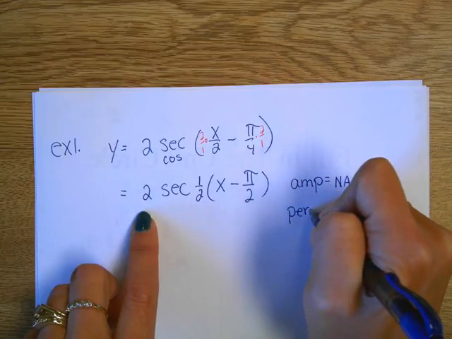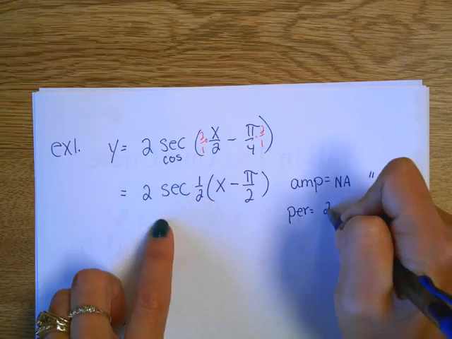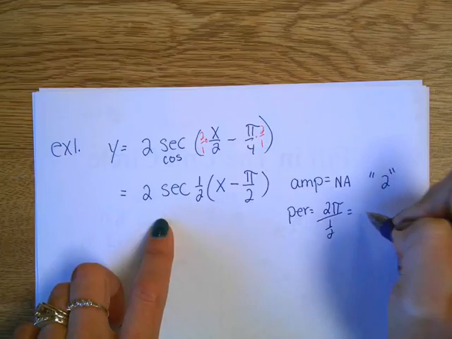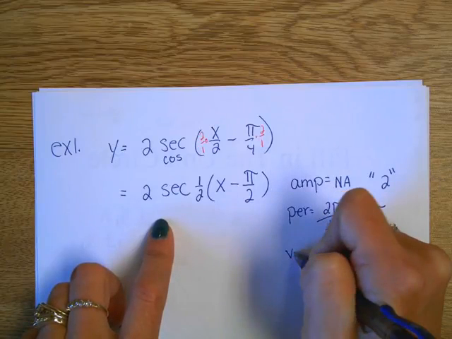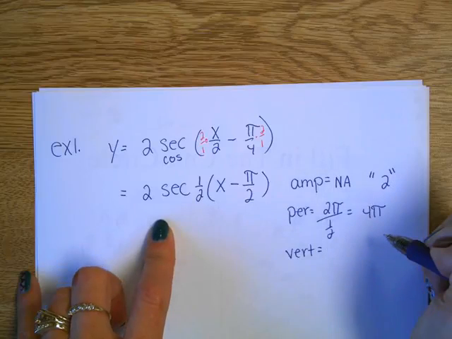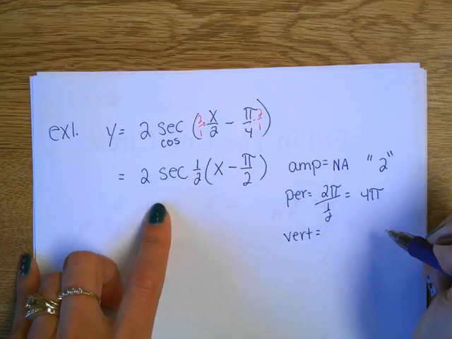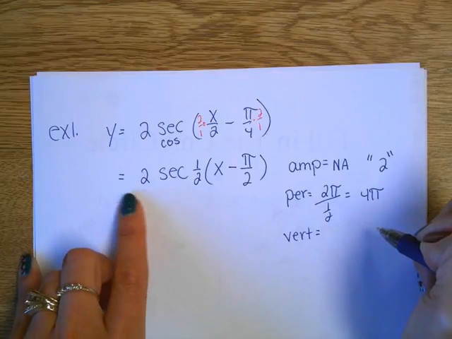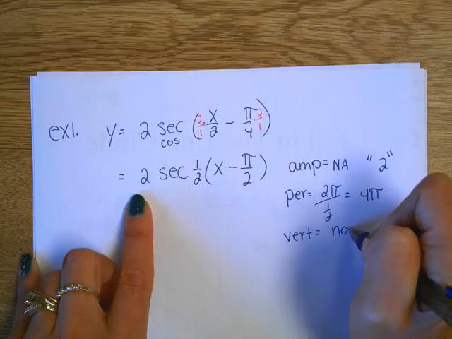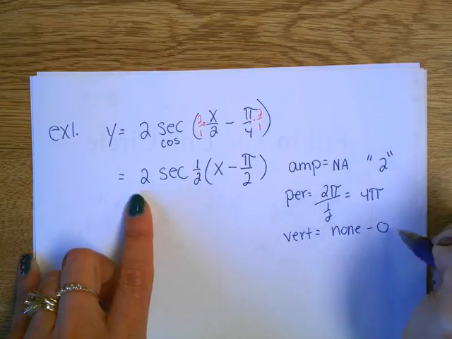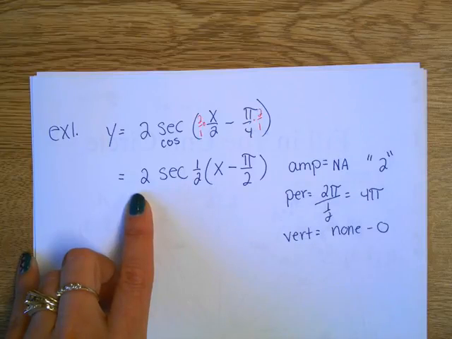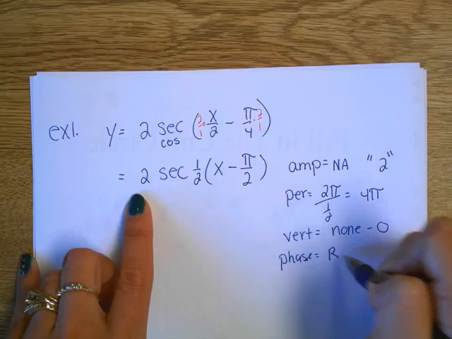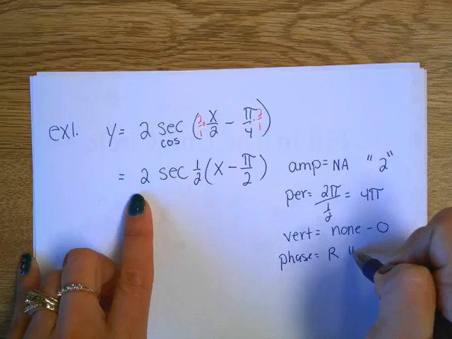Period. Because it goes with cosine, it's 2 pi divided by the B. That will give us 4 pi. Vertical shift. My axis, where is it going to be? Is there any vertical shift here? No. None. Or 0. So my axis is at 0. And phase. How much phase does it have? Right, pi over 4. Right, not pi over 4. No, it's pi over 2. It's pi over 2.